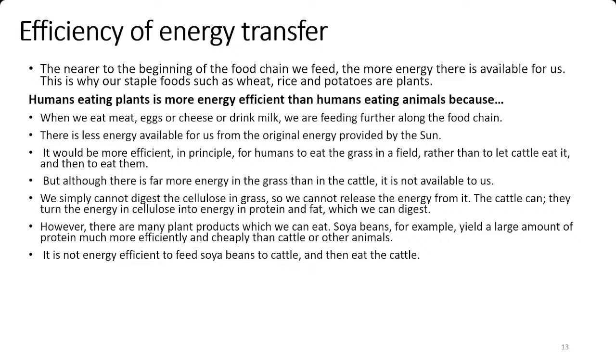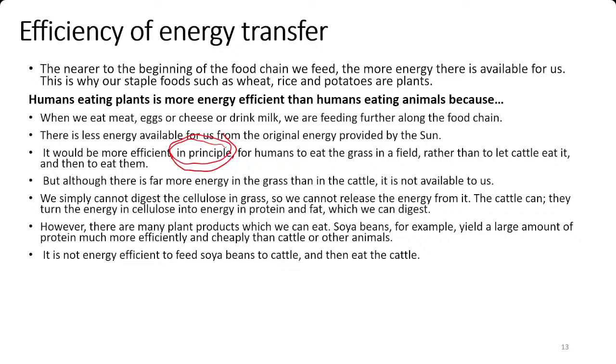Why? Because when you eat meat, eggs, or cheese, or drink milk, you're feeding further along the food chain. There's less energy available for us from the original energy provided by the sun. So it would be more efficient in principle.